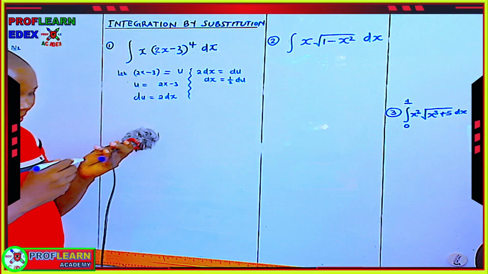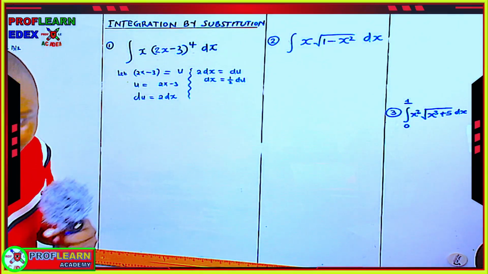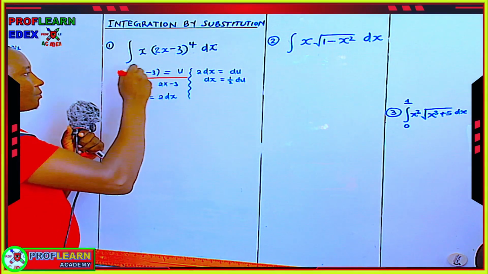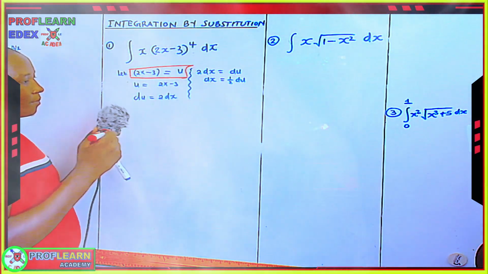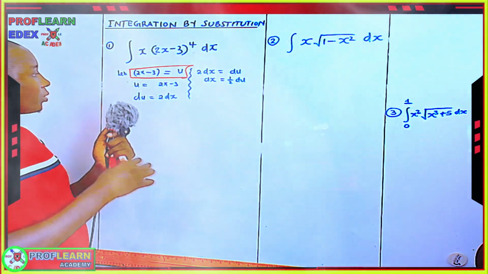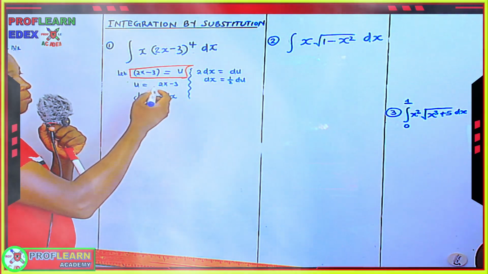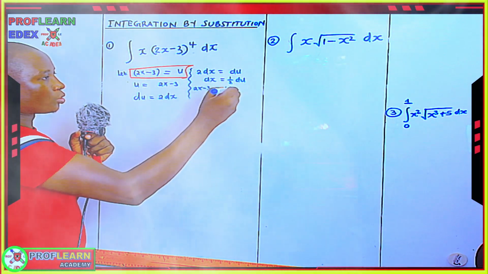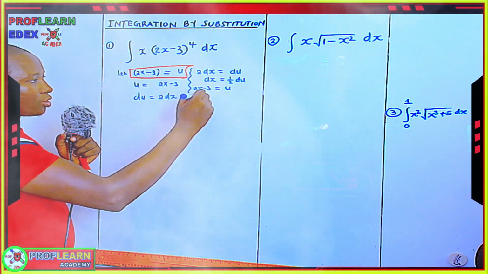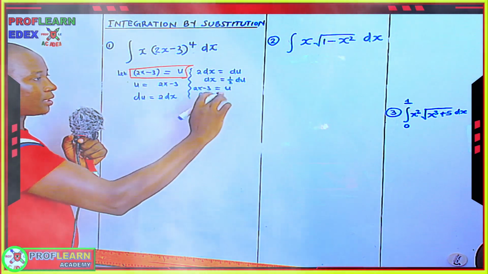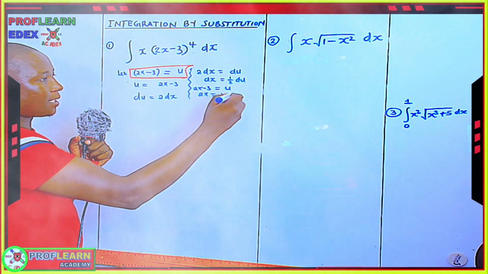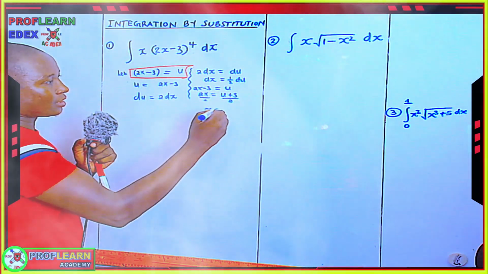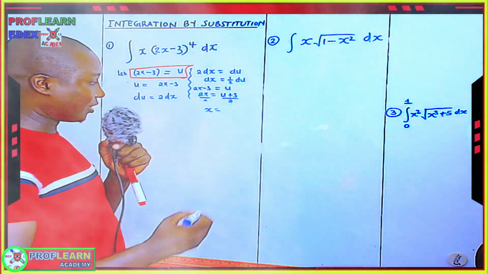And we had also said that this expression that we have here is the expression for u with x. Then from here we can make x the subject and say 2x minus 3 is equal to u. Then it means that 2x is u plus 3, divided by 2. Then x is equivalent to u plus 3 over 2.